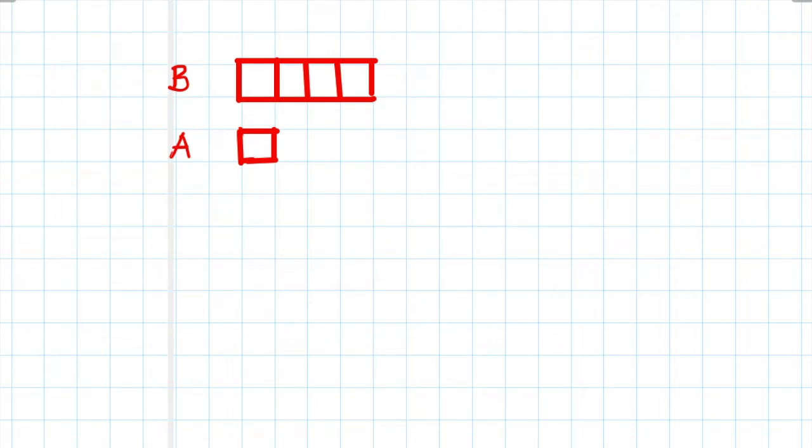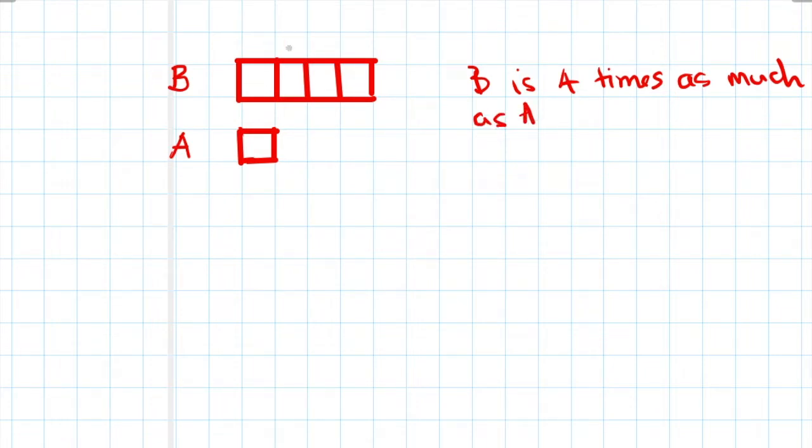If I say B is 4 times as much as A, this is how you draw it. A is 1, then B you draw 4. But there's also another method of saying this.